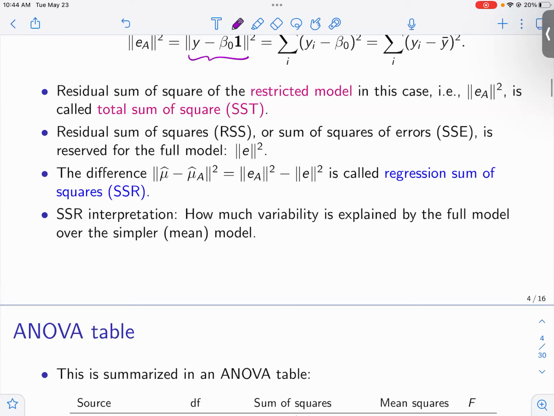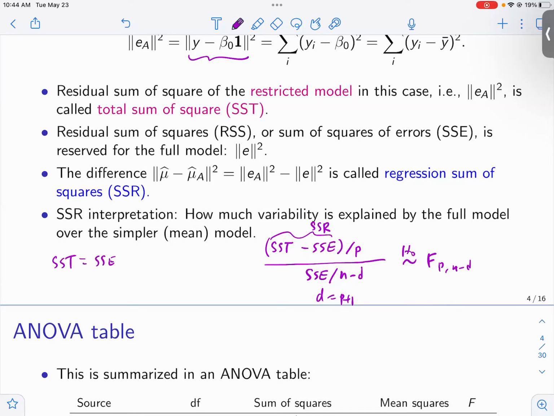So your test would be SST minus SSE divided by P, divided by SSE divided by N minus P minus 1. Under the null, where the SSE here is the SSE of the full model, the regression model, this would be an F distribution. I'm going to call this D, where D is P plus 1. So this would be F with P and N minus D degrees of freedom. It's just a special case of this, and this difference is called SSR. The additional sum of squares is called SSR. So you'd have SST equal to SSE plus SSR.